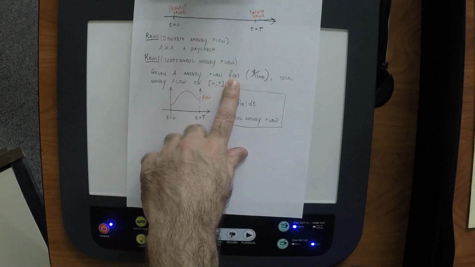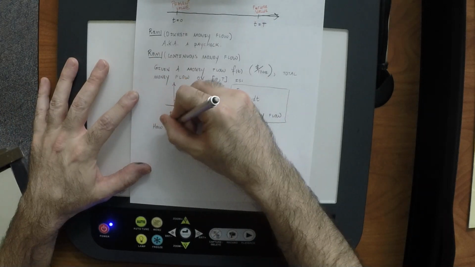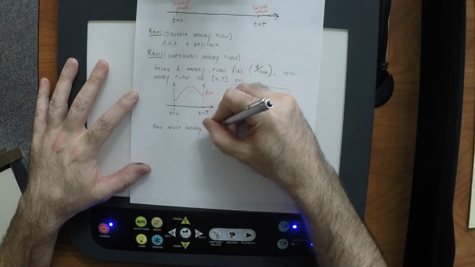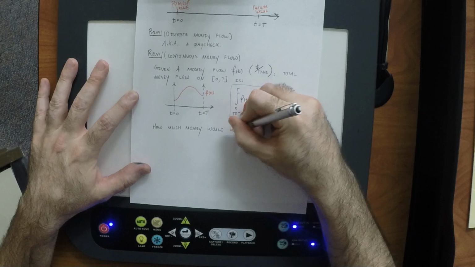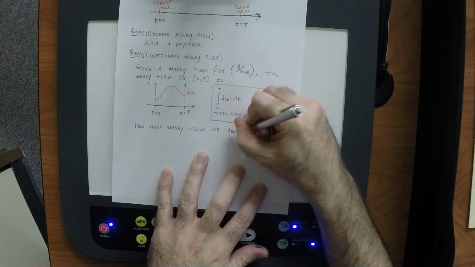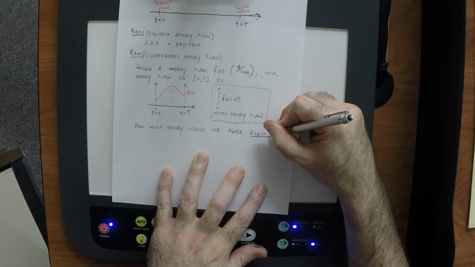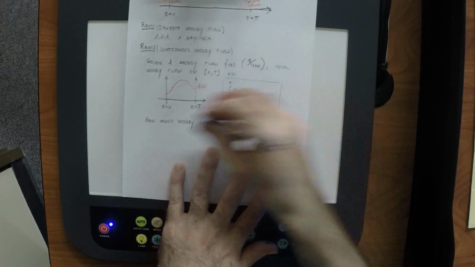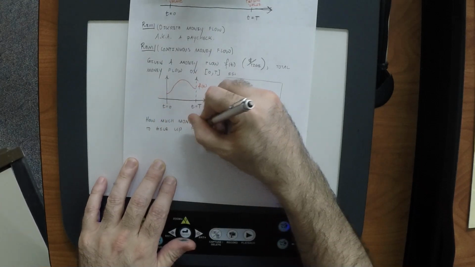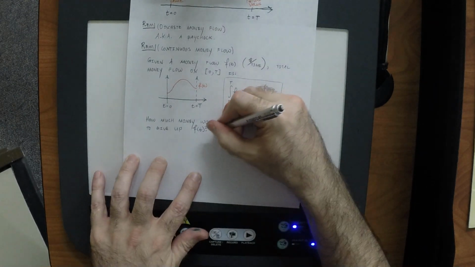Okay. So, how much money would we agree to take right now to give up f of t? So this idea is called the present value of a money flow.